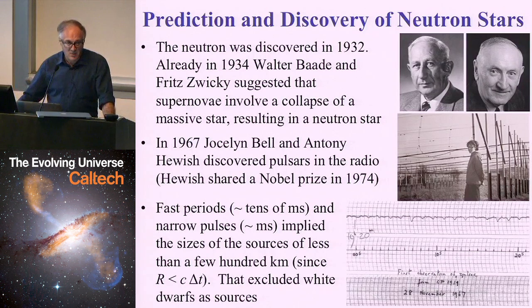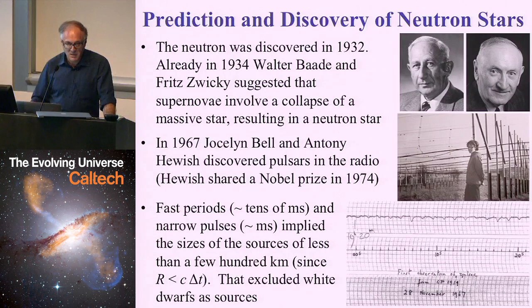There was nothing ever predicted like this, and all kinds of models were advanced, including that those could be signals of extraterrestrial civilizations. But then her advisor, Anthony Hewish, figured it out, that these are actually rotating neutron stars. The key to this was that the pulses themselves are very narrow, a millisecond or less. And the flight time of 1 millisecond covers only a couple hundred kilometers, so the region from which those pulses are coming couldn't be more than a few hundred kilometers.